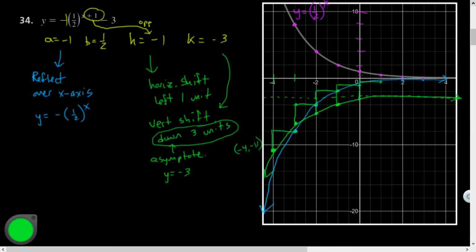So I did this through 2 separate transformations, and I was able to reflect it and shift it left and down. It is also possible that I could have, in addition to a reflection, stretched it or smooshed it. There's all sorts of different things that happen, but the idea is you interpret kind of what's going on based on the A, B, H, and K.